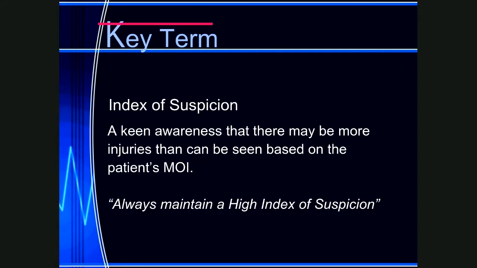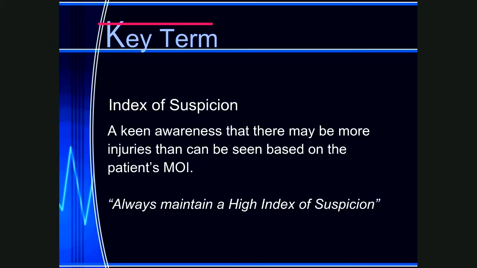The key term here, index of suspicion. We're like hunters and gatherers. We're trying to find out what's going on with the patient. So we should keep a keen awareness that there may be more injuries than can be seen based on the patient's mechanism of injury. So always maintain a high index of suspicion.